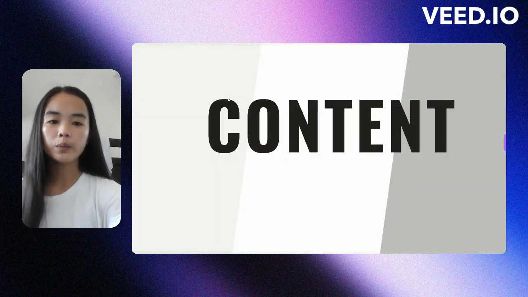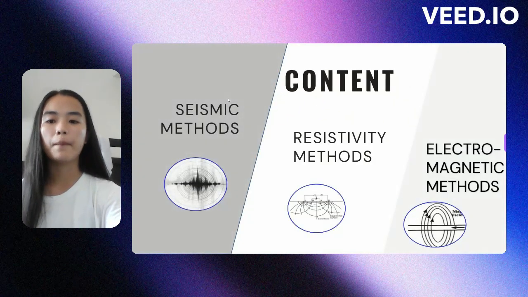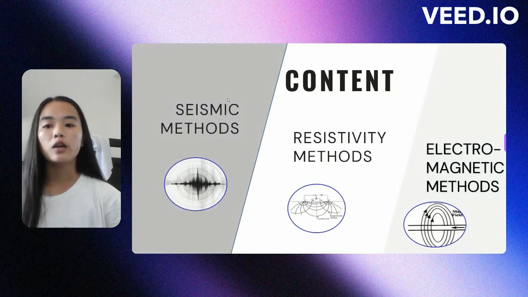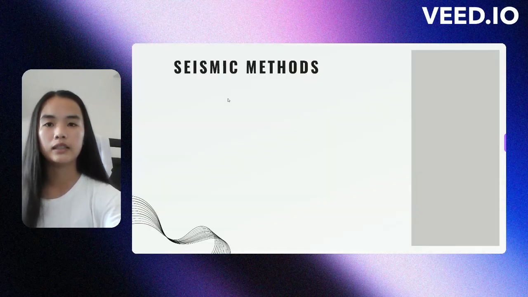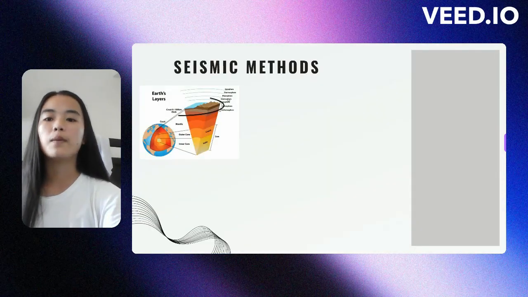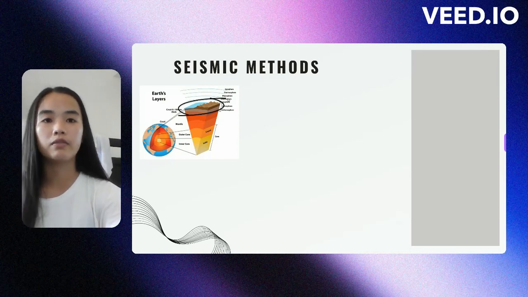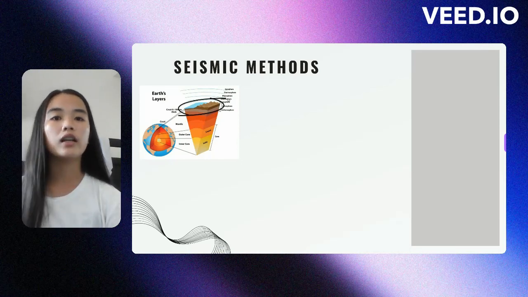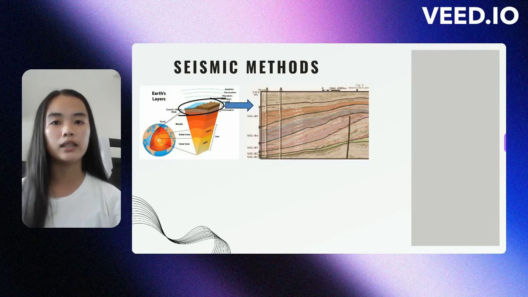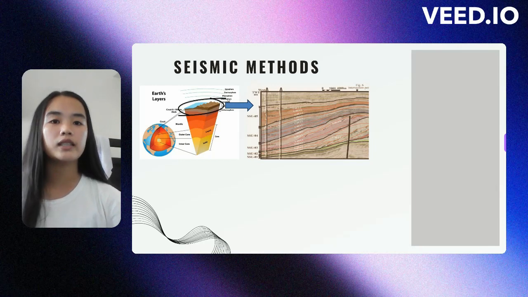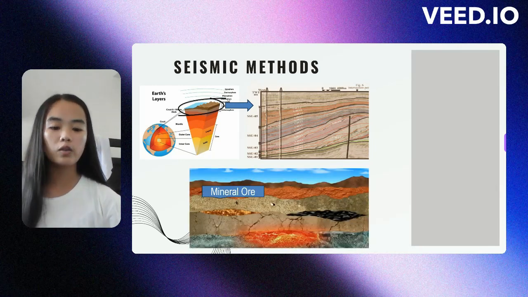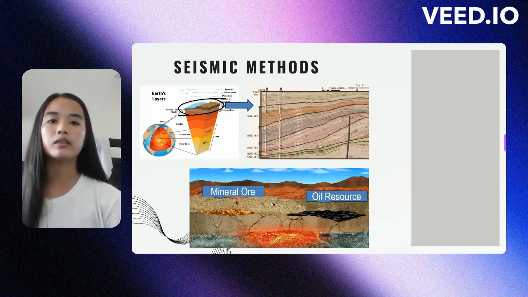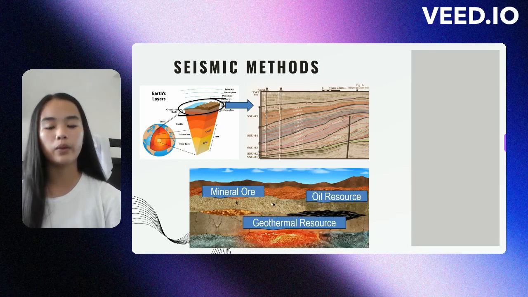In this video, I will be talking about three different methods, which are seismic, resistivity, and electromagnetic methods. The Earth's upper crust is composed of many layers of rocks and minerals that all have different properties such as hardness, density, and porosity. The placement of these layers gives clues as to the likelihood of finding mineral, hydrocarbon, and or hot rock reserves nested within them.